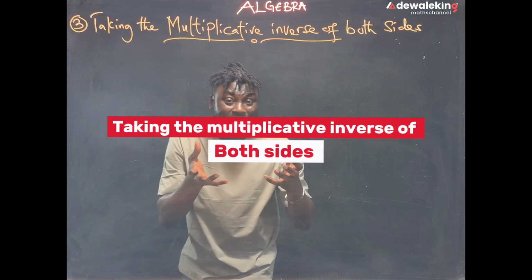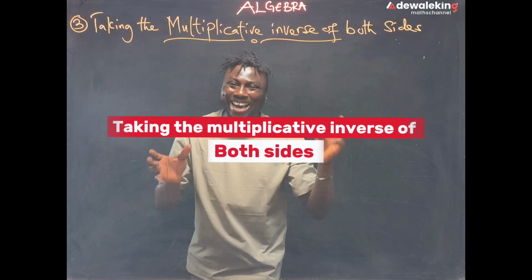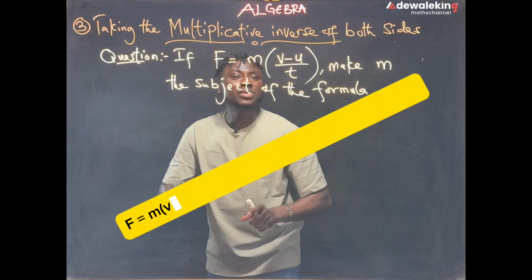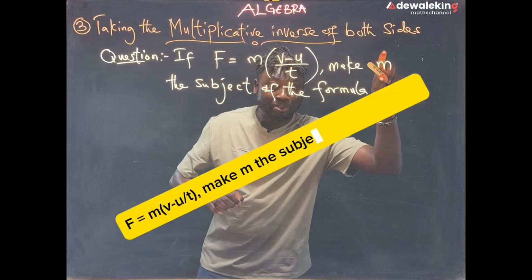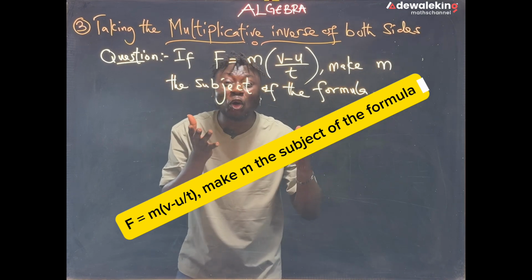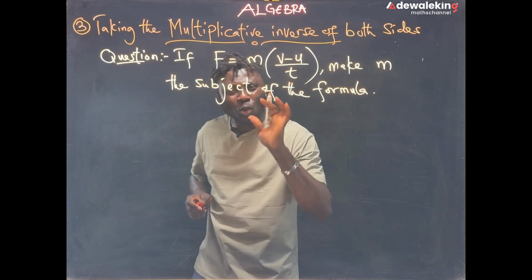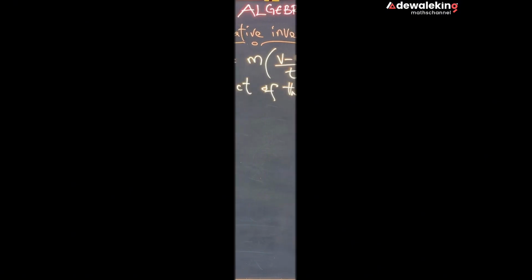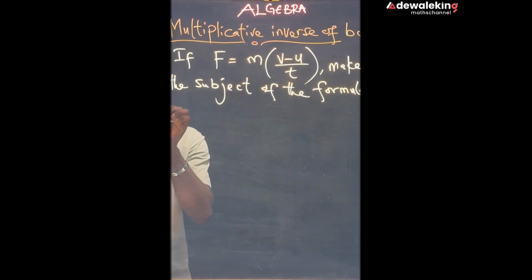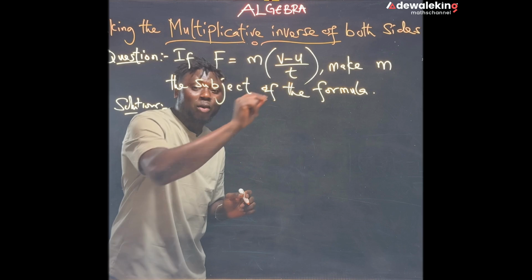Multiplicative inverse of both sides. Given this question, we have to make m the subject of the formula. This is how to go about it. Check this out. We say solution. So we're going to write this question again.